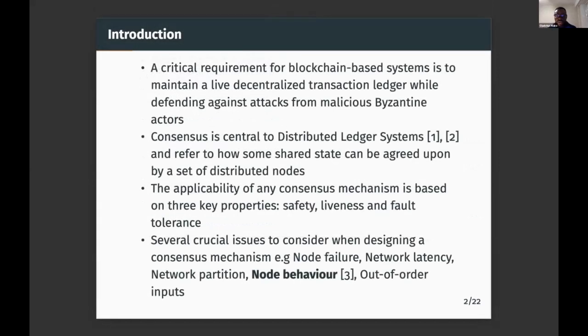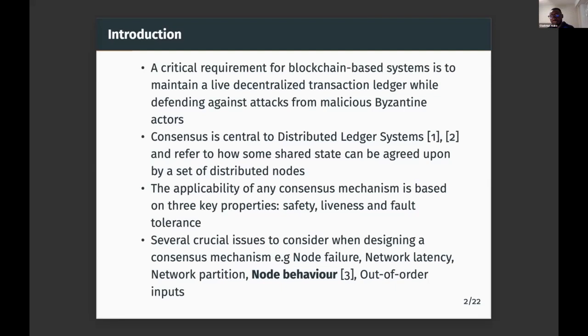So to some introduction, a critical requirement for blockchain-based systems is the ability to maintain a live decentralized transaction ledger while defending against attacks from Byzantine nodes or Byzantine actors. Consensus is central to distributed ledger systems, and it generally refers to how some shared state is agreed upon by a set of distributed nodes.